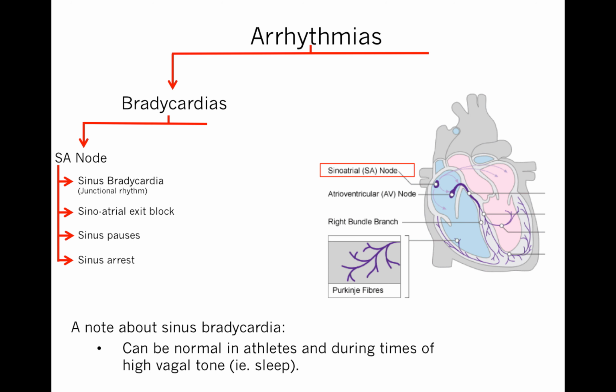Now, a note about sinus bradycardia. In athletic people, or during times of sleep, for example, during sleep we have a very high vagal tone. A person can have sinus bradycardia which is completely normal. So it's normal for an athlete to have a heart rate in the 50s or even less, and normal to have a resting heart rate during sleep that may drop down to the 40s or 50s, and that would not be categorized as an abnormal rhythm. It would be sinus bradycardia, but it's a normal expected physiologic response.